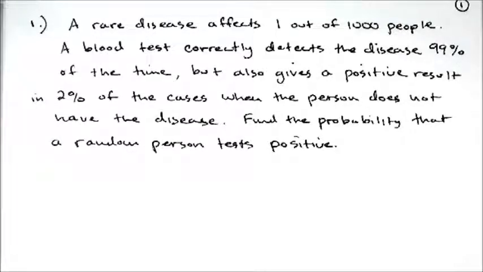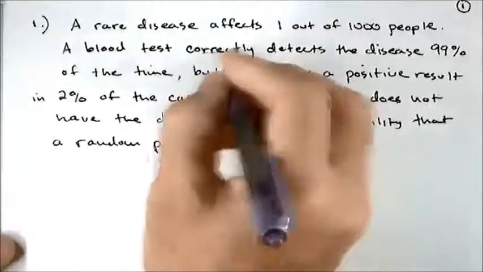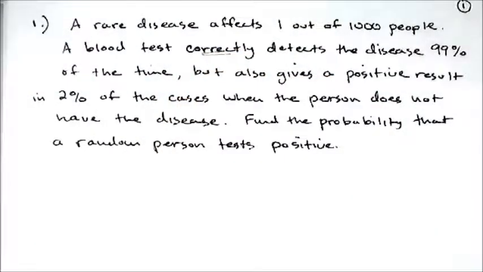So this time we'll look at a rare disease, even more rare. I think the one we did on Wednesday was 1 out of 250, if I recall. This hypothetical disease affects 1 out of 1,000 people, so fairly rare. And this time, our blood test correctly identifies the disease 99% of the time when the person actually has it. That's what I mean by correctly. Which is, I think, higher than the one we did on Wednesday.